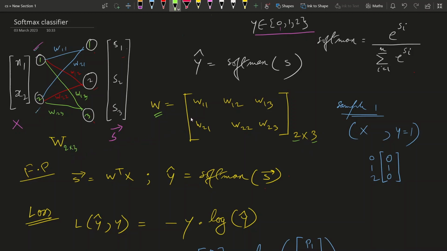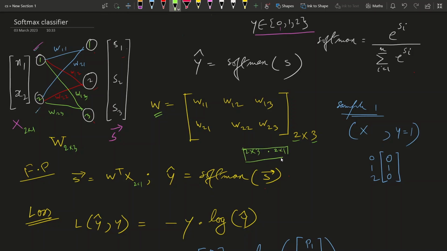Right. Now comes the forward pass. Forward pass is where you calculate the scores. The s vector is for scores. So s is basically W transpose times X. Why transpose? Because X has dimensions 2 by 1, meaning 2 rows, 1 column. It is a vector. Now W is 2 by 3, and you're trying to multiply that with 2 by 1.